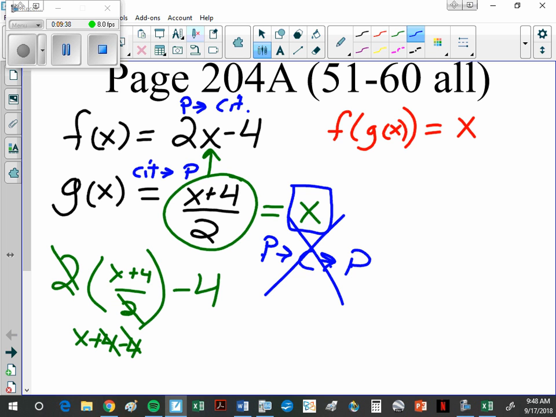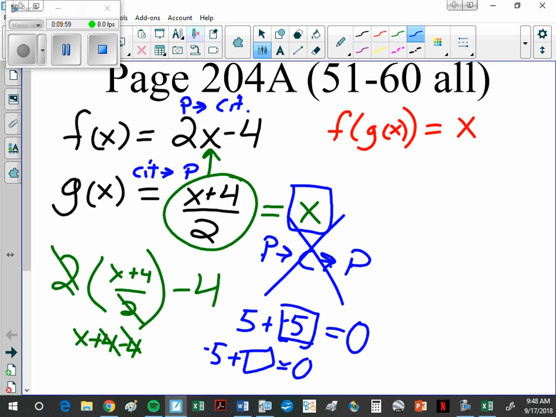Okay. Now, what if I did 5 plus what equals 0? What would the answer be? 5 plus what is 0? Negative 5. Okay. What if I did it in the reverse order? What if I said negative 5 plus what is 0? The answer would be 5, and it works both ways. 5 plus negative 5 is 0, and if I switch them, negative 5 plus 5 is also 0. So I should be able to switch this and get the same result, and that's what the book wants you to do.